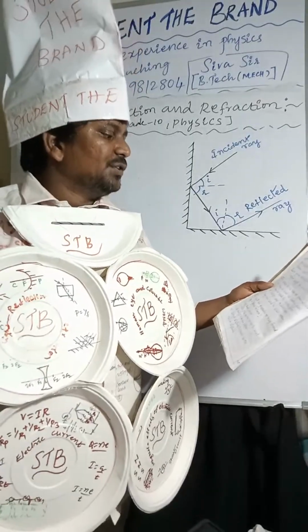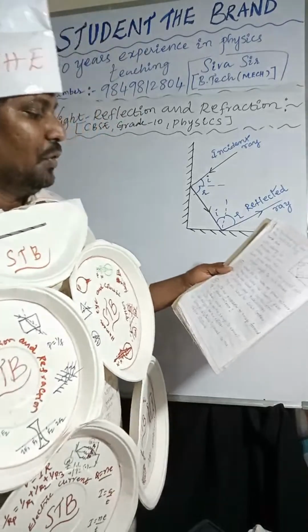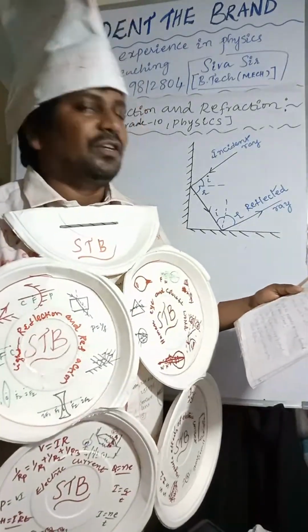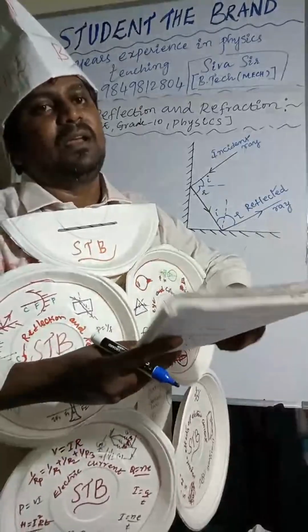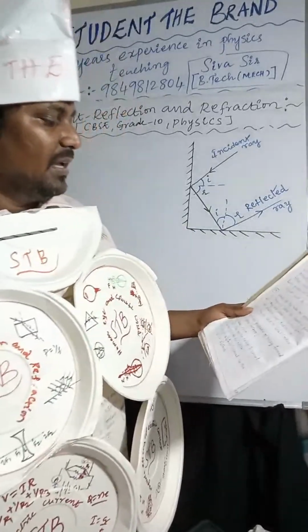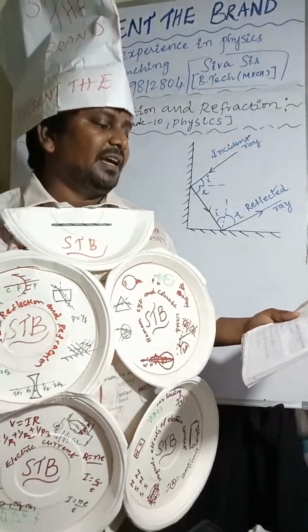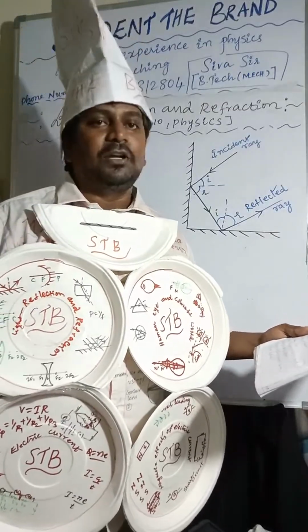So what are the uses of plane mirror? They are used as a looking glass. They are used in construction of periscope and kaleidoscope.